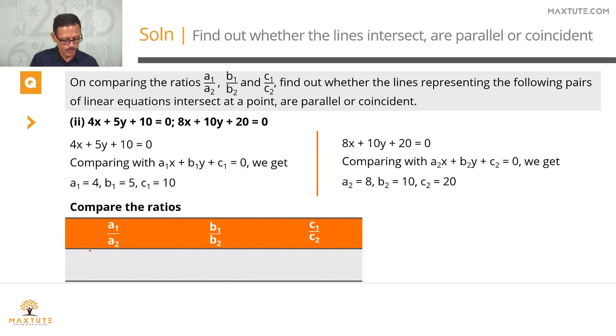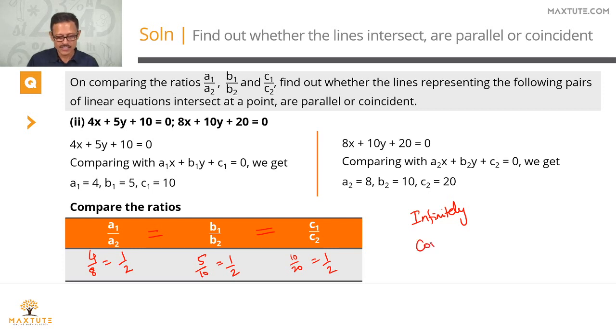a1 by a2 is 4 upon 8, which is equal to 1 by 2. b1 by b2 is 5 upon 10, which is also equal to 1 by 2. c1 by c2 is 10 upon 20, which is also equal to 1 by 2. So 1 by 2 is equal to 1 by 2 is equal to 1 by 2. a1 by a2 equals b1 by b2 equals c1 by c2. So what are we talking about? We are talking about infinitely many solutions.